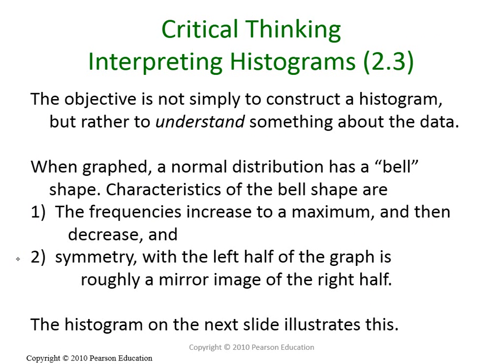If you're trying to interpret it, the objective is not simply to construct a histogram, but rather to understand something about the data. When graphed, a normal distribution has that bell shape. That is your bell-shaped distribution, your normal distribution. The frequencies increase to a maximum and then decrease, and there is symmetry, with the left half of the graph roughly a mirror image of the right half.